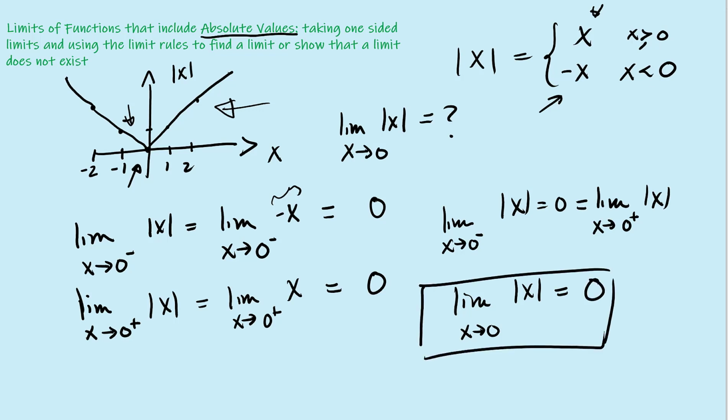And this is because the two limits, the two one-sided limits, were equal. So this is a nice example where we do take the two one-sided limits and we simplify our absolute value function, and we do get a limit at x equals 0.